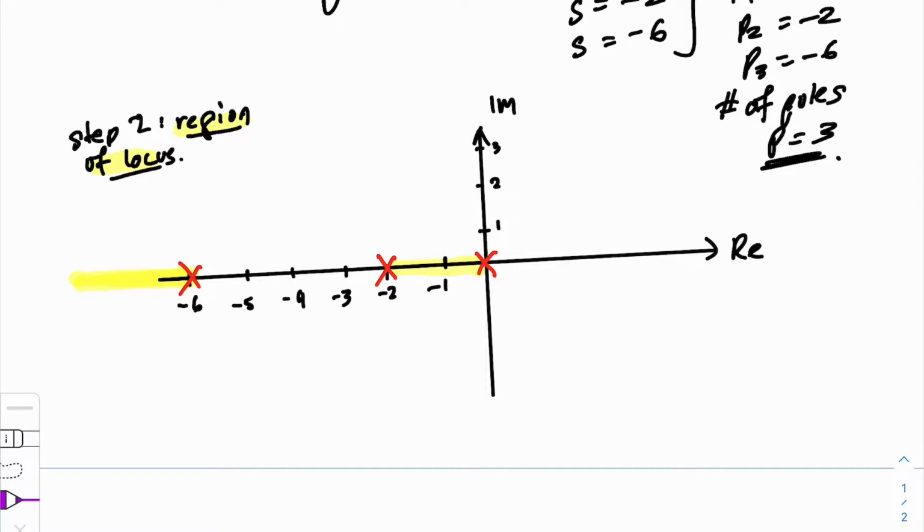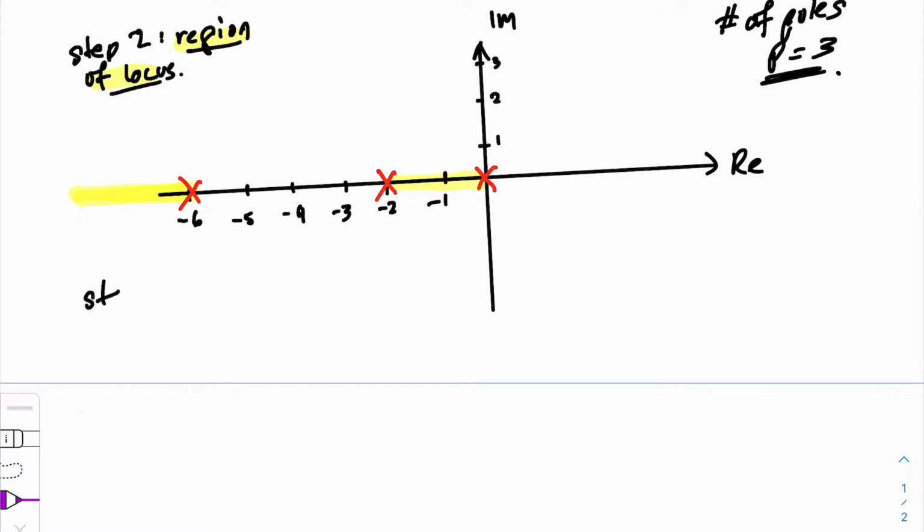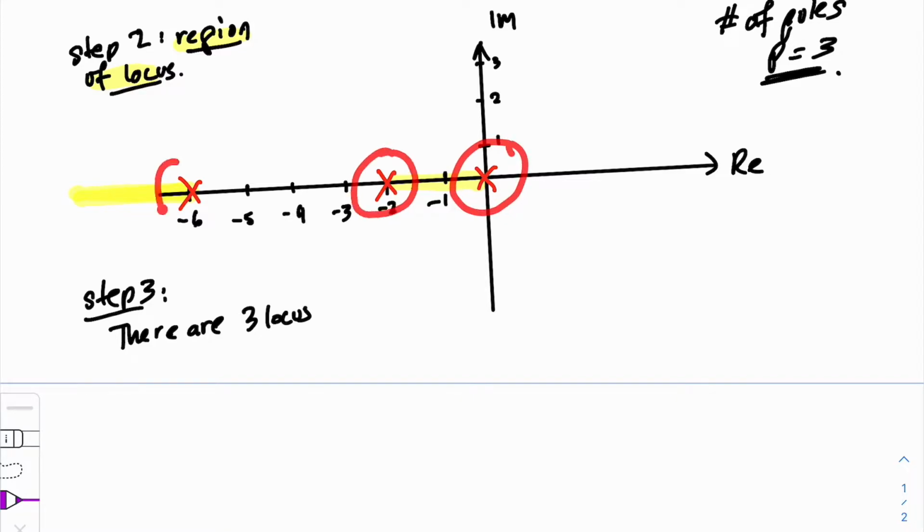Then for step number 3, I can write down that there are 3 locus. Why do I know there are 3 locus? Because there are 3 poles. Poles are the starting point of your locus. So definitely you have 3 poles, means you're going to have 3 locus, starting at your poles and ending at 0. But since I do not have any 0, there's no locus ending at any 0.